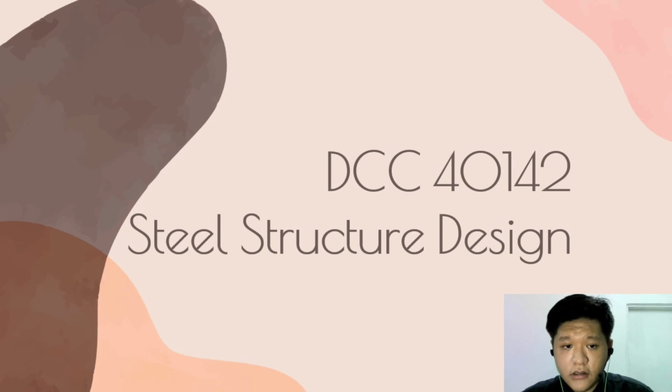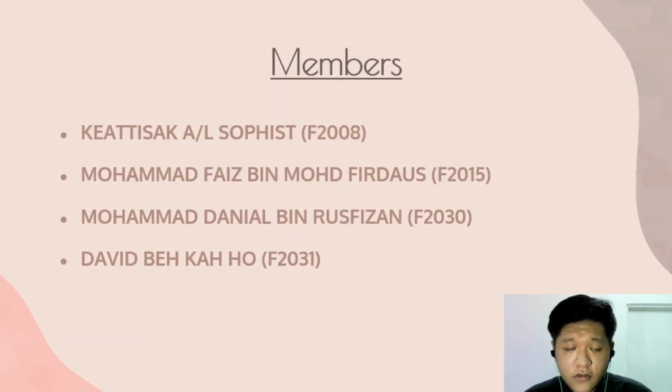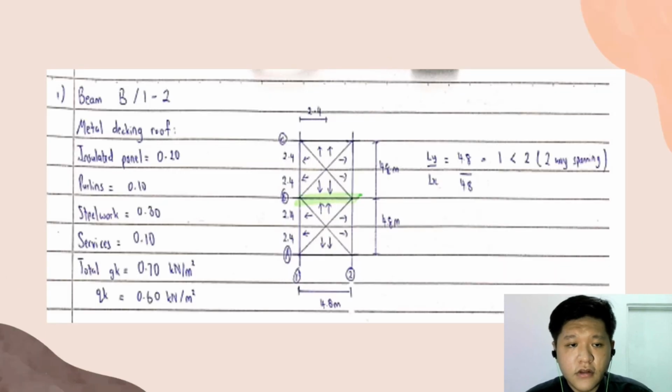Today, our group is going to present our design project, which is on this C40142. So these are our members. I'm going to talk about the beams. Number one is beam B1 to 2. Ly over Lx is two-way spanning.